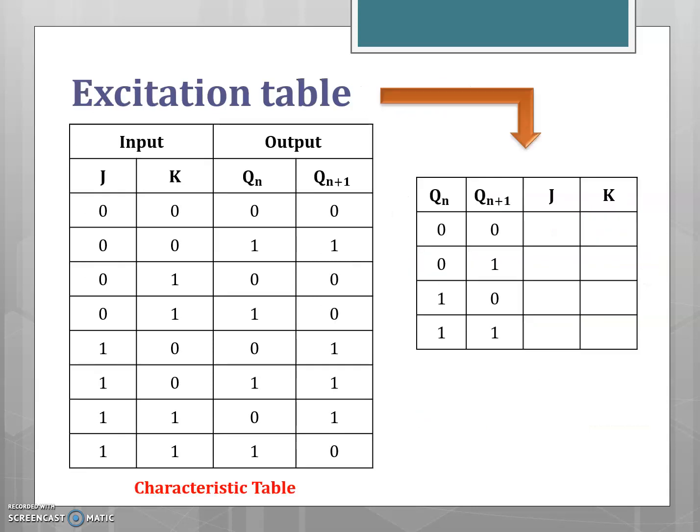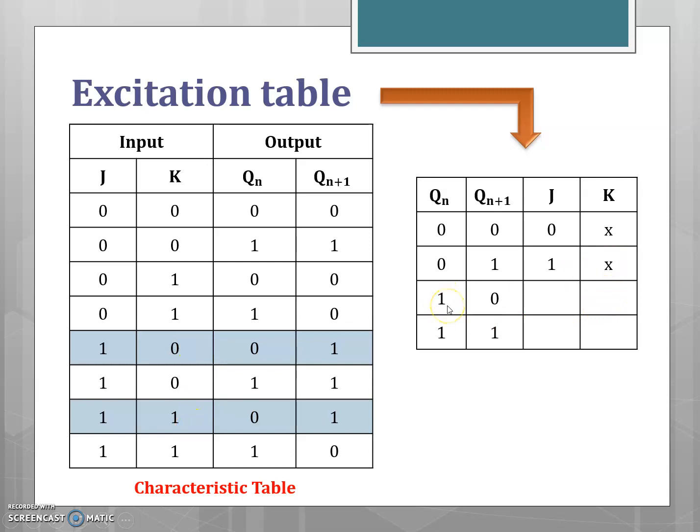Coming to the excitation table, this excitation table lists the input required for the given change of state. It can be derived from the characteristic table. For the first case, when Qn equal to 0 and Qn plus 1 equal to 0, from the table I can see that J equal to 0 and K can be either 0 or 1, so K is don't care. And for Qn 0 and Qn plus 1 equal to 1, from the characteristic table I can write J equal to 1 and K is either 0 or 1, so K is don't care.